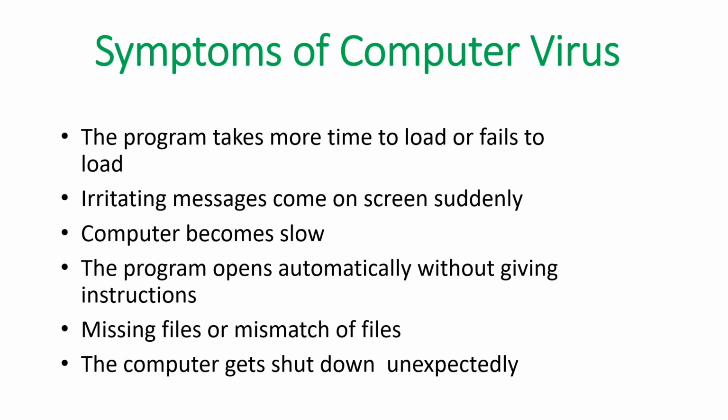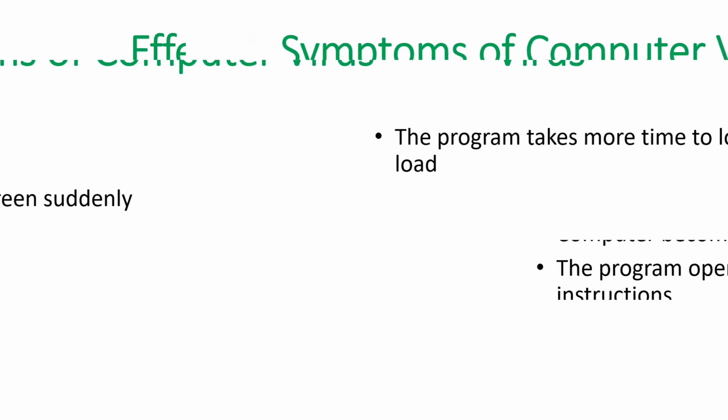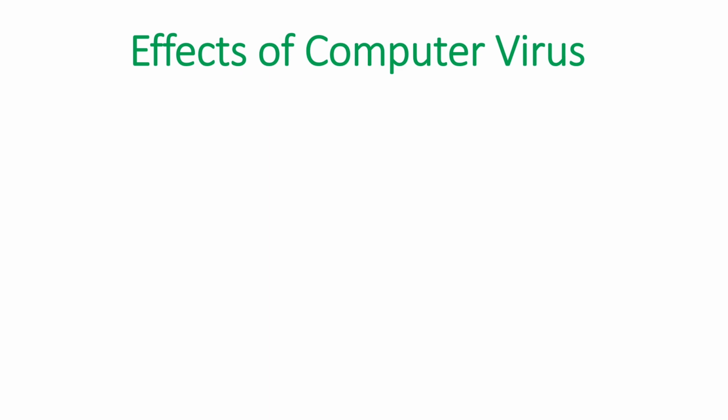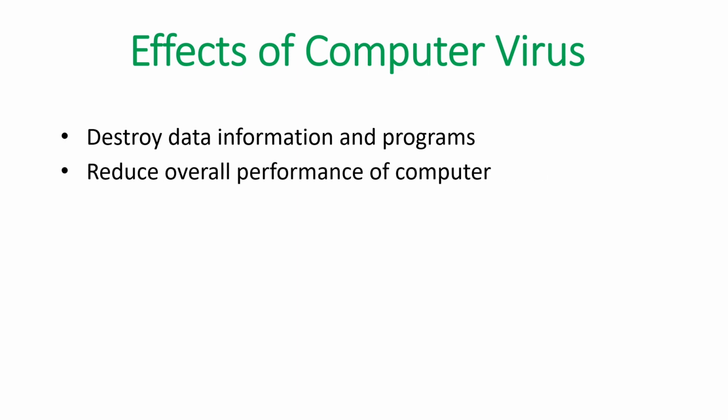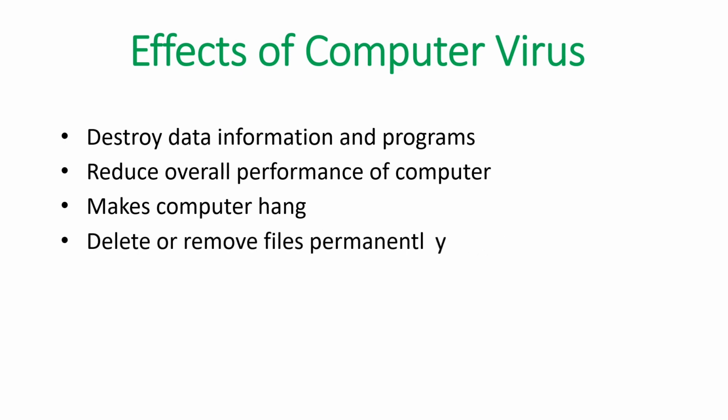So these are some of the symptoms of computer virus from which we can understand that our computer system is affected. Now let's see the effects of computer virus. Computer virus destroys the data and programs. Similarly, it reduces the overall performance of the computer system, makes our computer hang, our computer becomes slow or it does not work properly. Similarly, it deletes or removes the files permanently.